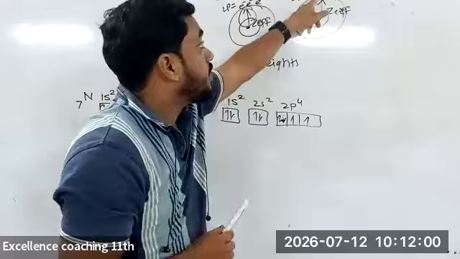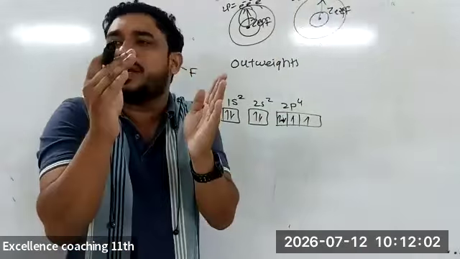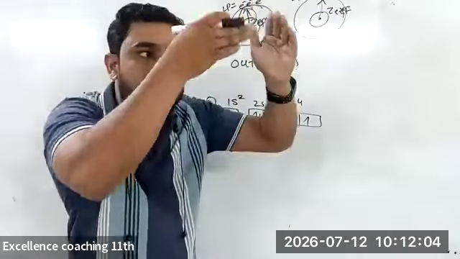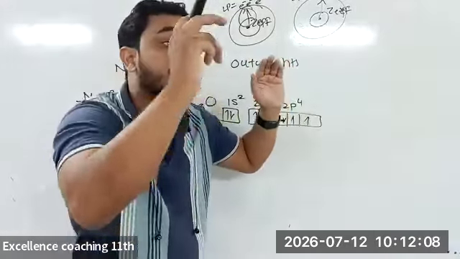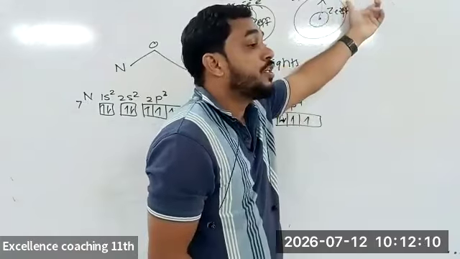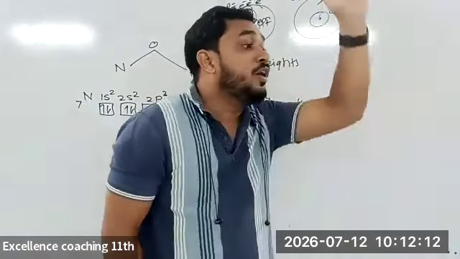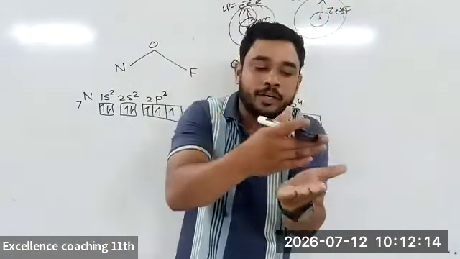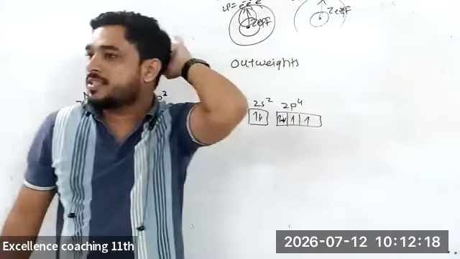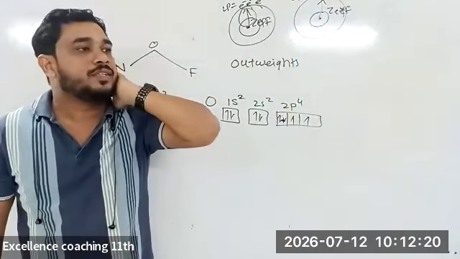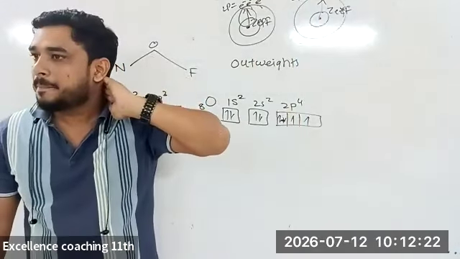So automatically what will happen to the size of the oxygen atom? It will increase. But actually across the period it should decrease. Why is it not decreasing? Why is it increasing? Because here inter-electronic repulsion is more than effective nuclear charge. Inter-electronic repulsion outweighs effective nuclear charge. Are you getting the things now? Clear?